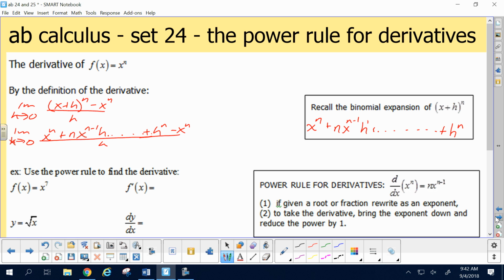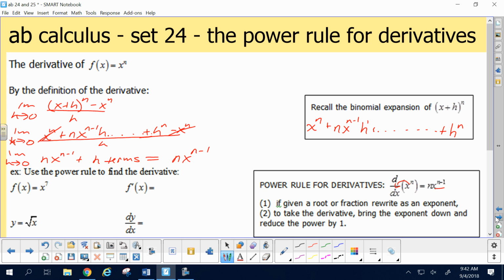Now, each time, what happened? The first one subtracts away. And the second one loses its h, because it only has one. So it is just left with nx to the n minus 1, and all that's left is a bunch of h terms. So when you take h to 0, all those h terms drop out, and all that's left is nx to the n minus 1. Now that is the power rule. When you take the derivative of any x to any power, you just bring the exponent down in front and reduce the exponent by 1.